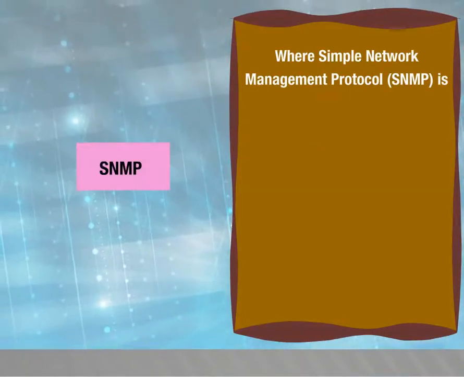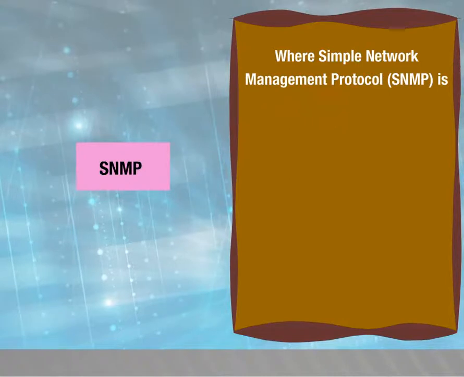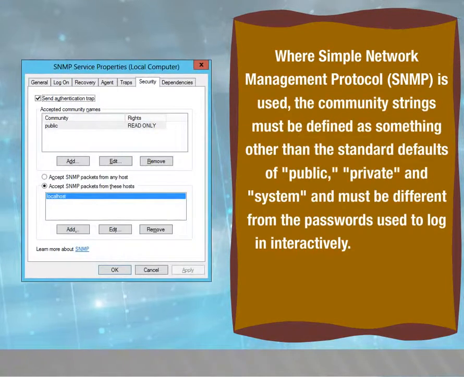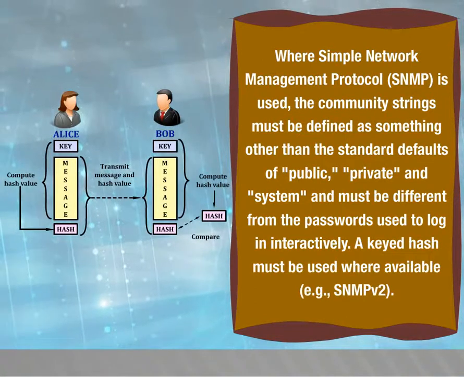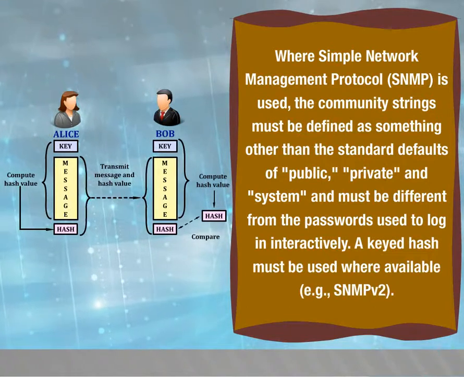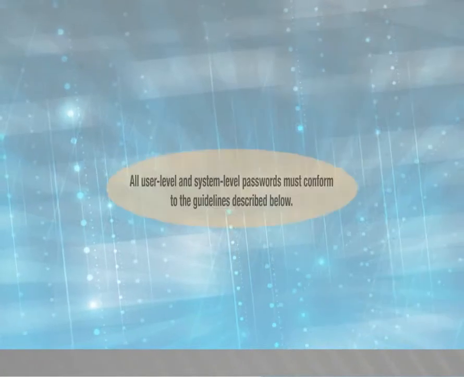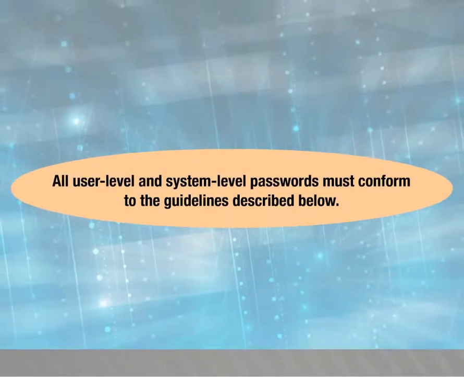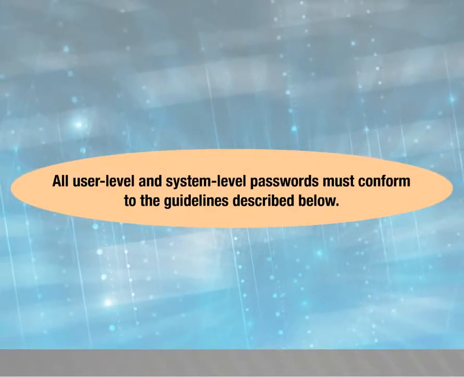Where Simple Network Management Protocol (SNMP) is used, the community strings must be defined as something other than the standard defaults of public, private, and system, and must be different from the passwords used to log in interactively. A keyed hash must be used where available, for example, SNMP v2. All user-level and system-level passwords must conform to the guidelines described below.